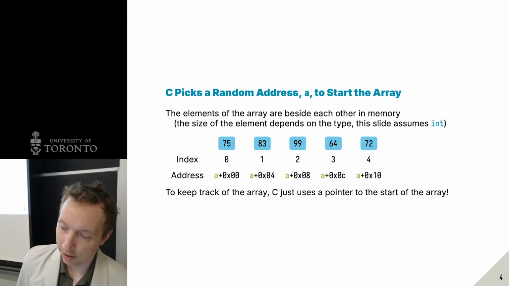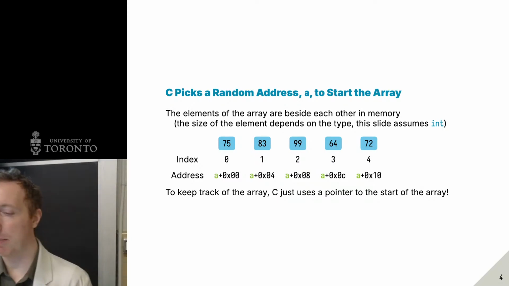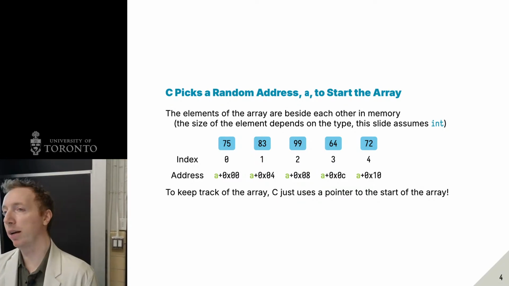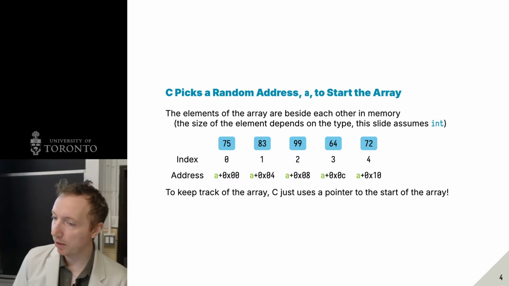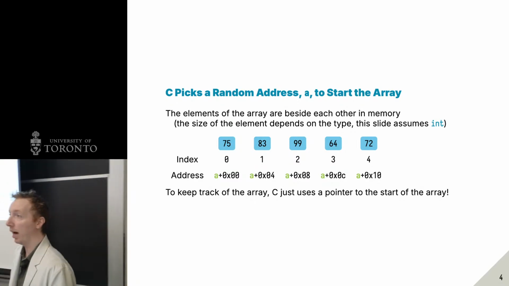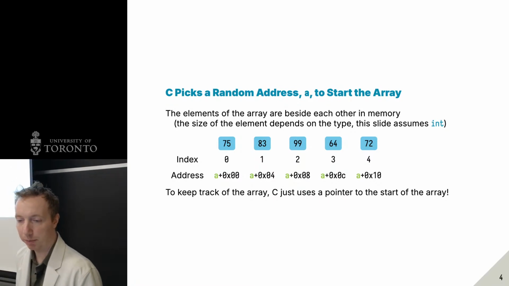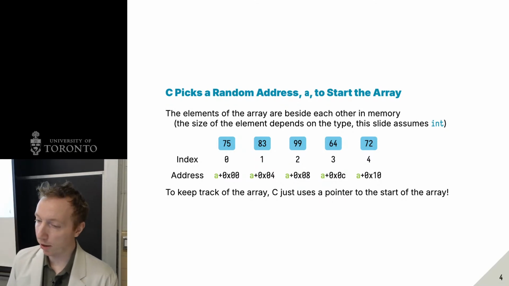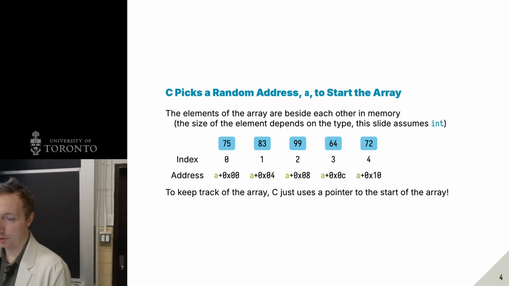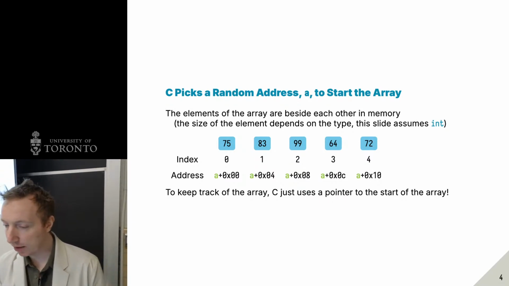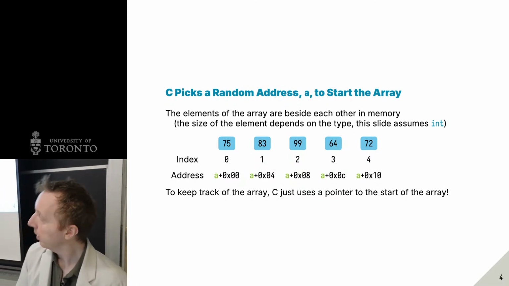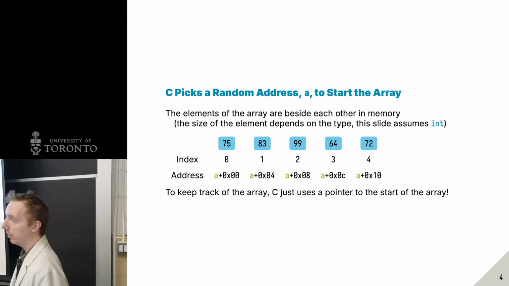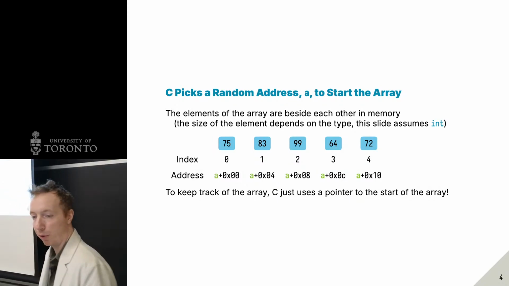So, how C stores arrays in memory is it picks, like storing variables, a random address. We don't need to know how it gets that address, in order to start the array as we used it before to start a variable. So, the rules are the elements of the array have to be beside each other in memory. The size of the element depends on its type. In this case, I'm assuming all of my elements are of size int, so they all are 4 bytes.